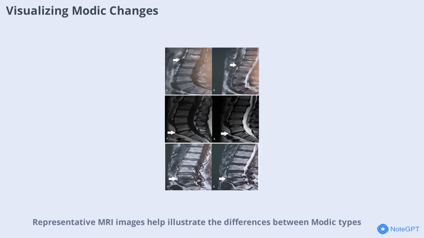Representative MRI images help illustrate the differences between Modic types. Type 1 shows bone marrow edema, Type 2 reveals fatty infiltration, and Type 3 displays bone sclerosis. These visual cues are essential for radiologists and clinicians to accurately identify and classify Modic changes during routine MRI interpretation.